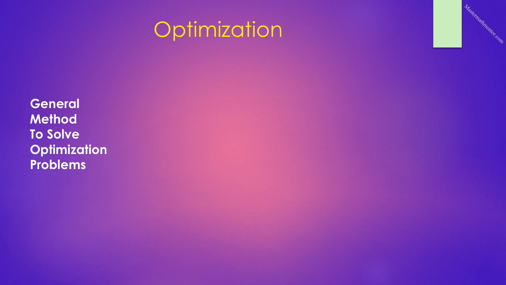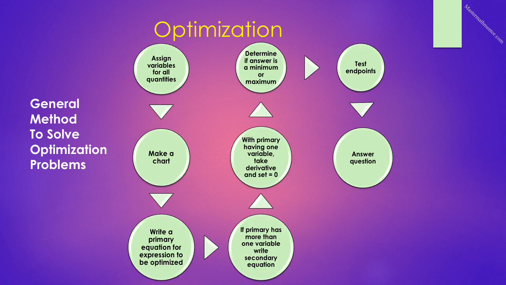On page 136, there is a general method for solving optimization problems. You can read it through, and when we analyze problems, we will go into those steps in more depth. But for now, we will summarize that method with this flowchart. Our first job is to assign variables for all quantities. Secondly, we will make a chart or a table that shows the relationship between the variables and will give us a feel for the problem.